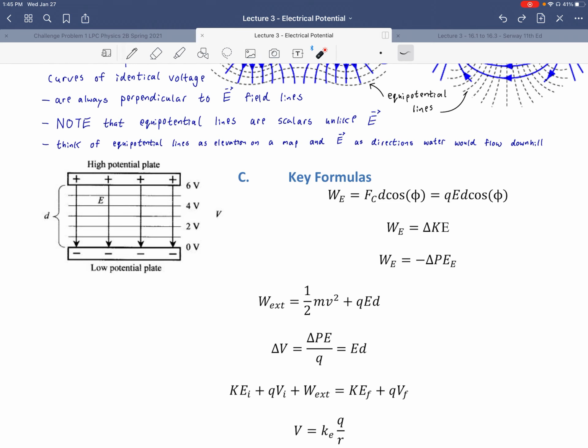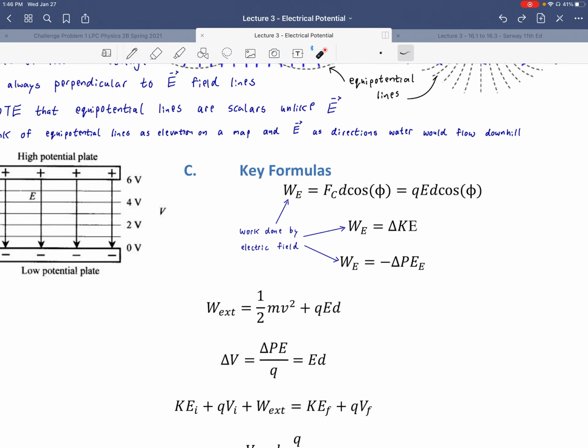Okay, so first of all, we have three expressions for work done by an electric field. Now, why did I put the stress there on the word "by"? Well, because anytime we talk about work, and this was true when we talked about work done by gravity or work done by an external lifting force or work done by a heat engine or work done by the surrounding environment of the heat engine.